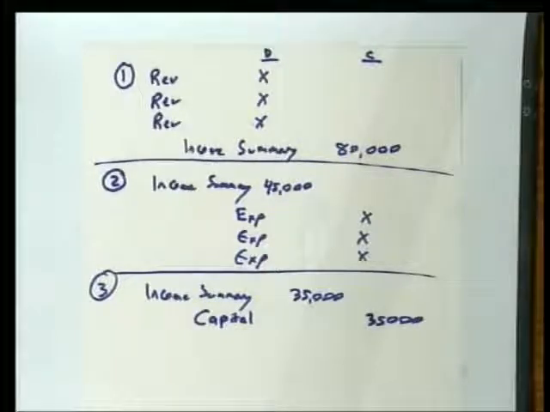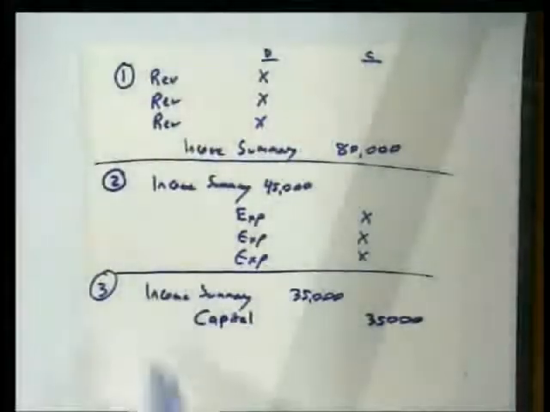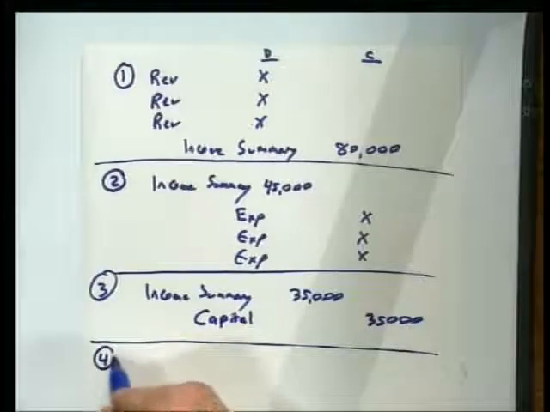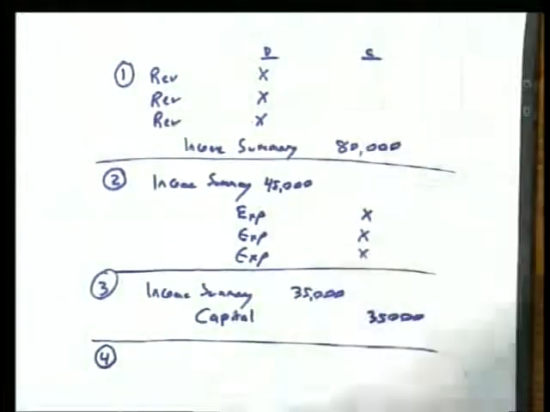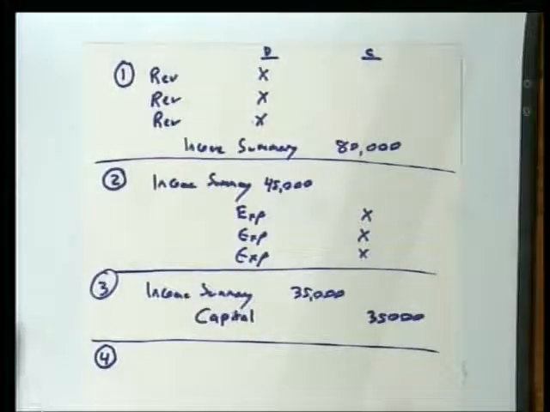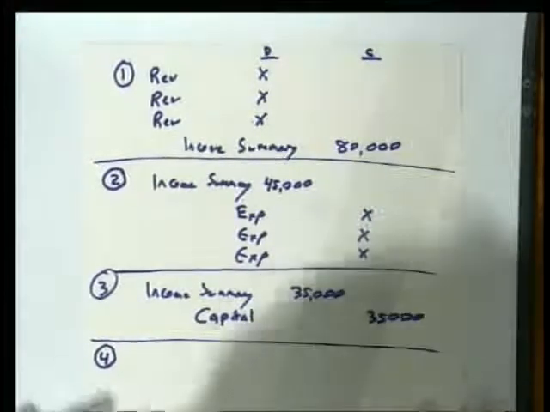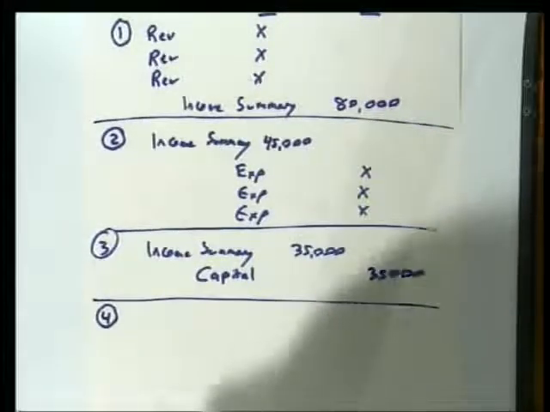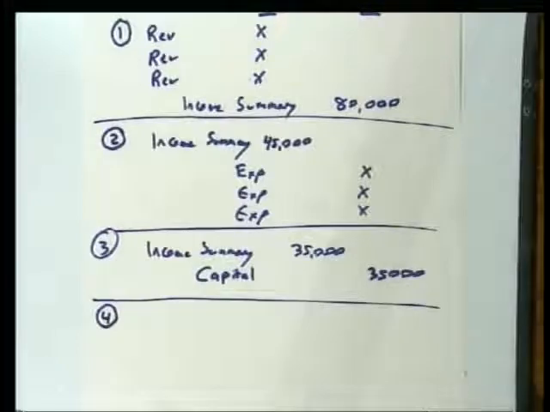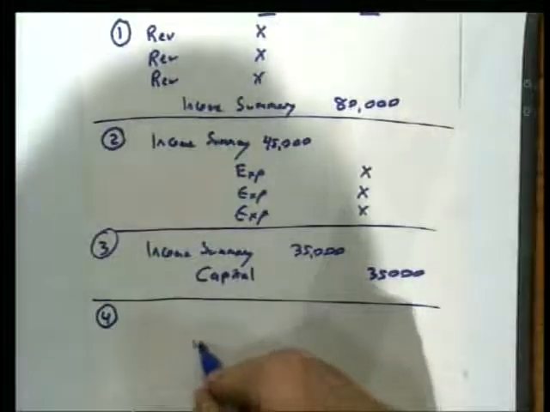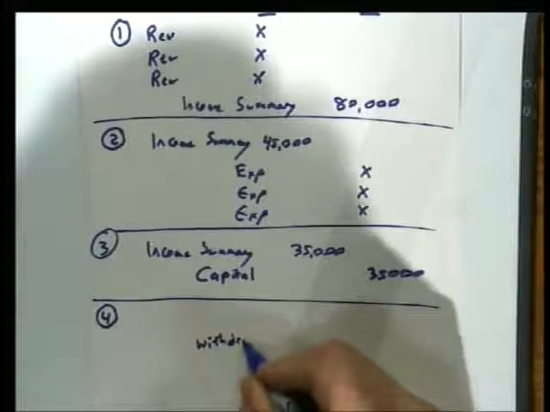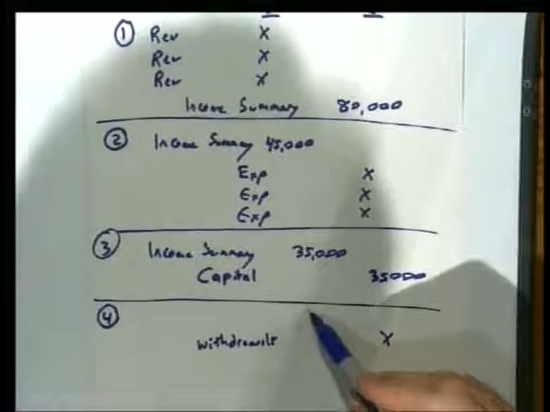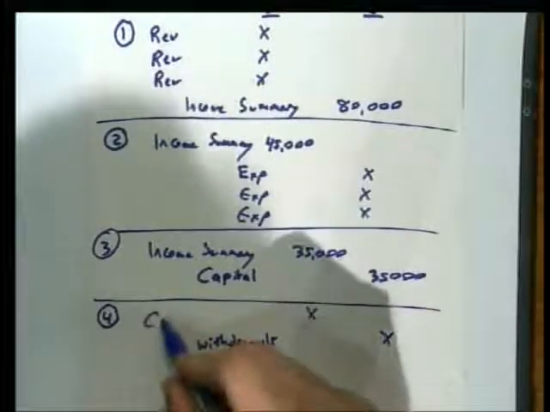Okay. Let's do the fourth closing entry. The fourth closing entry is to close the withdrawals to the capital account. Now, is withdrawals a debit or a credit balance account? It's a debit. So if I want to zero it out, what do I have to do? I have to credit it. So I will credit it, and it's for whatever amount. And then what do I debit? It's not income summary, but it's capital.